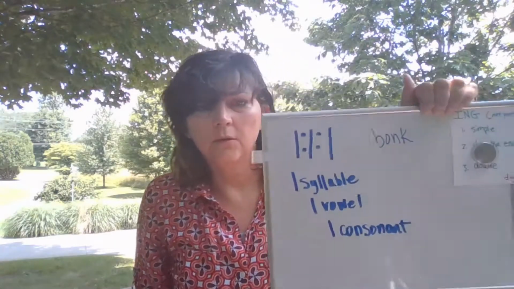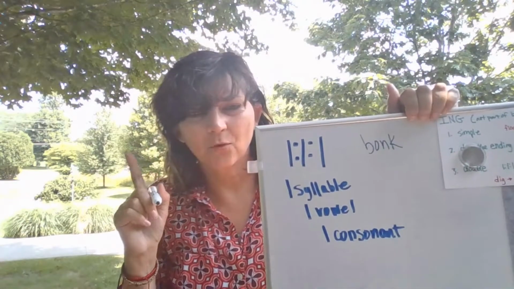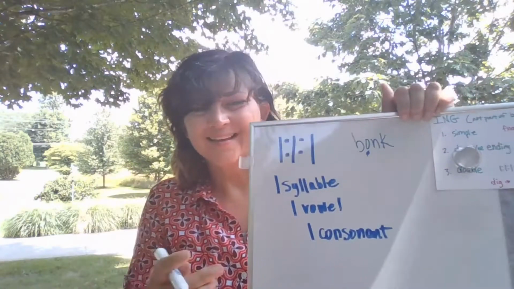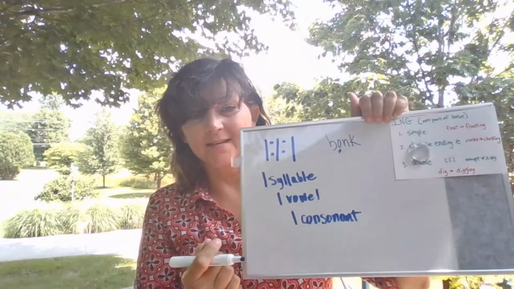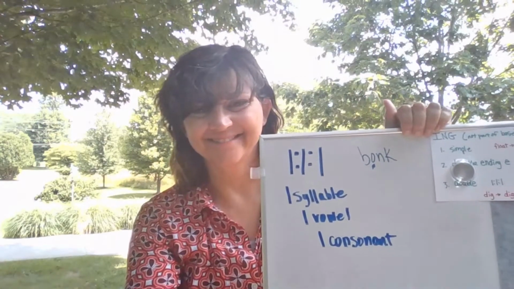Let's look at another example, bonk. Does it have one syllable? Yep, it's got one syllable. Does it have one vowel? Yep, it totally has one vowel. Now, it also has to have one consonant. Does it have one consonant? No, it's got two, an N and a K.